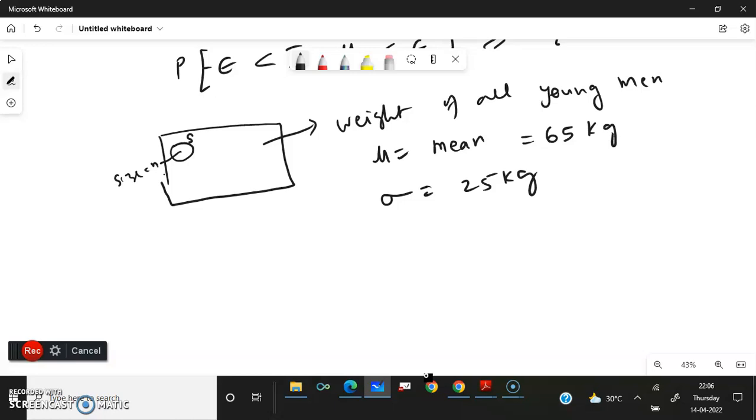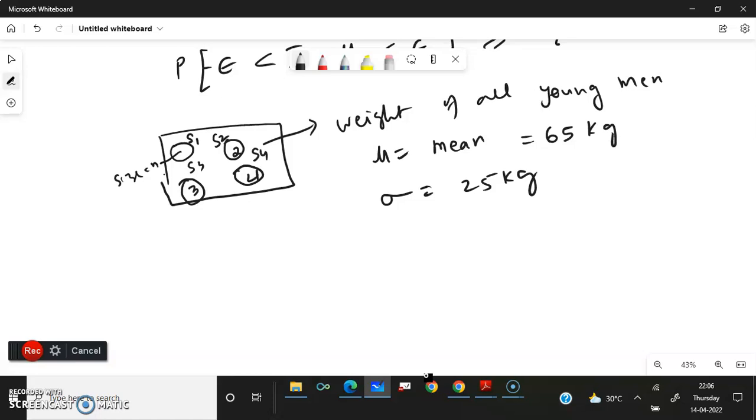I can call it S1. Only one observation you are taking in this sample, right? Another sample S2 whose size is 2, only 2 observations you are taking. Another sample S3 whose size is 3. Another S4 whose sample size is 4. Something like that you are taking.